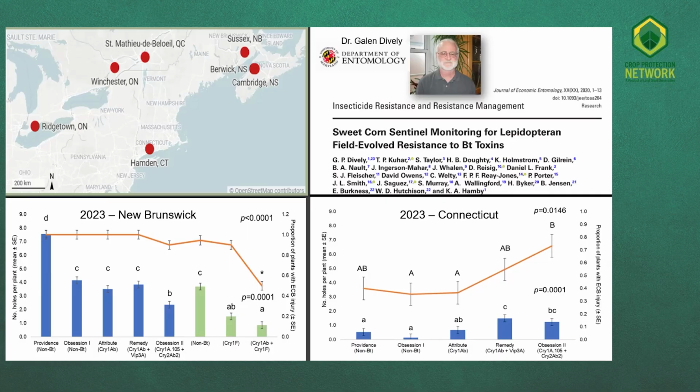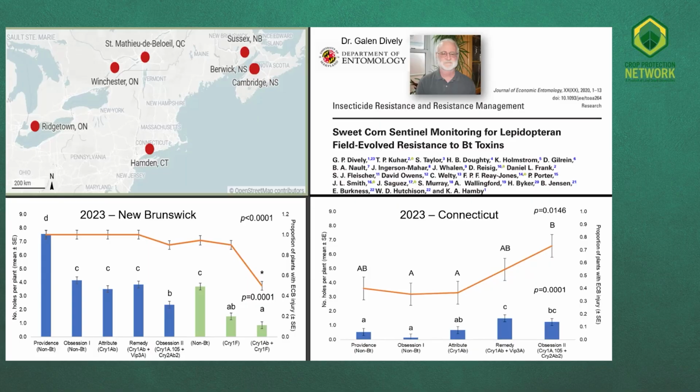The pressure wasn't as high, so the injury wasn't quite as bad, but that's basically the first time we've detected European corn borer injury to BT plants in the US. So we've got issues there with Cry1AB, Cry1A.105, and Cry2AB2.